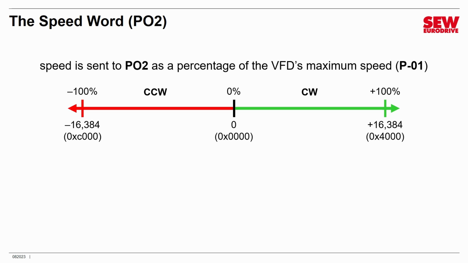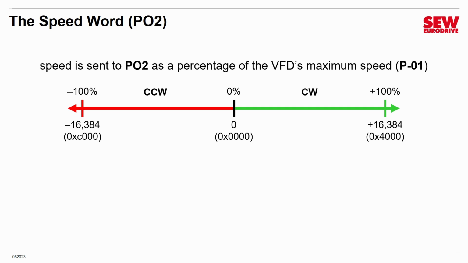Now, to create those negative numbers in hexadecimal, the Windows calculator will be a big help if you don't know how to do that by hand, and I urge you to use the calculator. So you'll be sending it a hexadecimal number between 0 and 4000 for a positive rotation, and 0000 and C000 for the negative rotation.